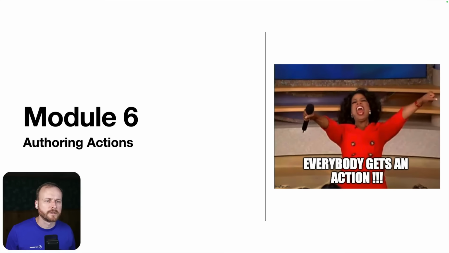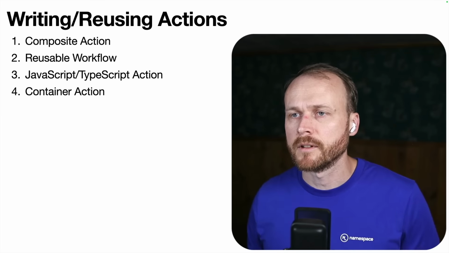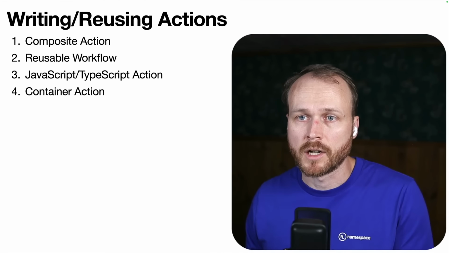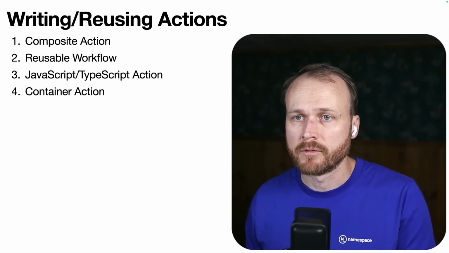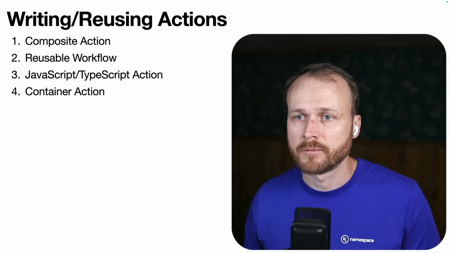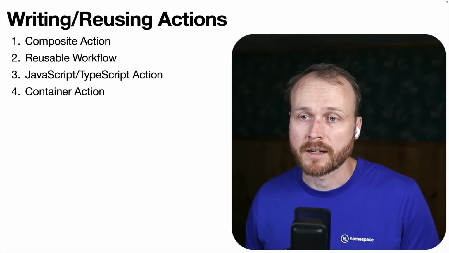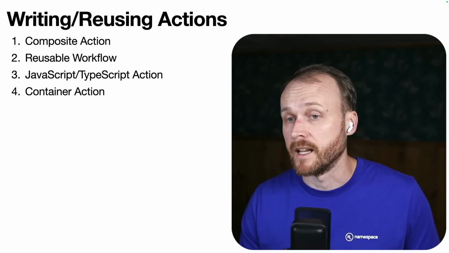In the previous module, we saw how to consume these marketplace actions. Now let's take a look at how to author our own first-party actions. There's a handful of mechanisms within GitHub Actions that we can use to write and reuse our logic across workflows. The 4 that I'm going to be covering here are composite actions, reusable workflows, JavaScript and TypeScript actions, and then container actions, which actually allow you to write your actions in any language that you'd like.